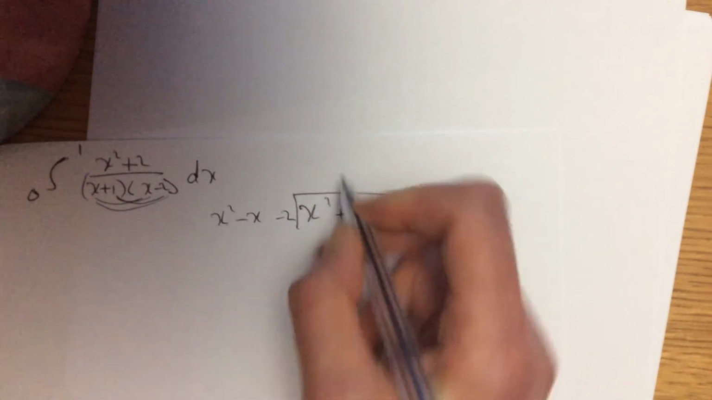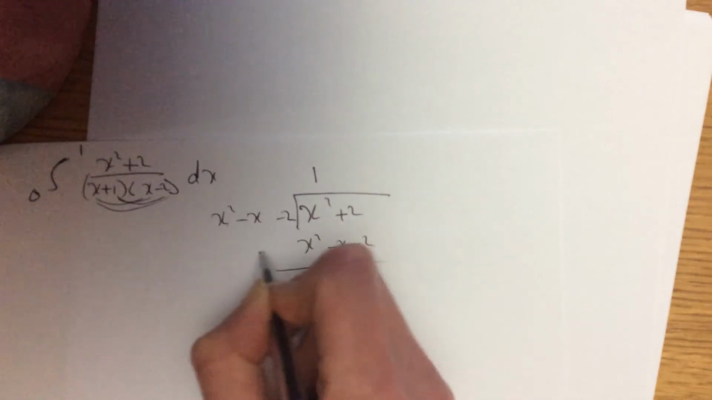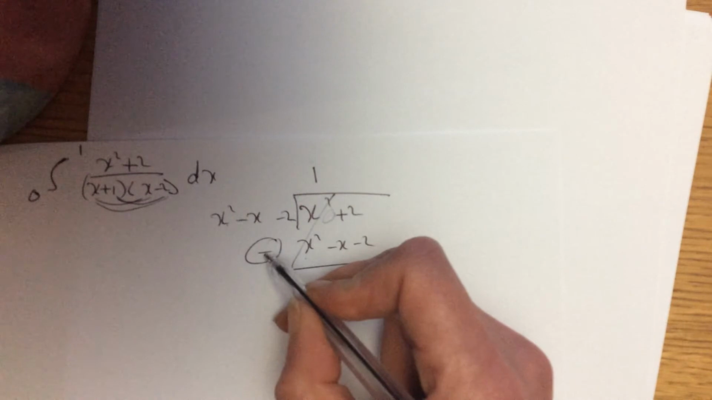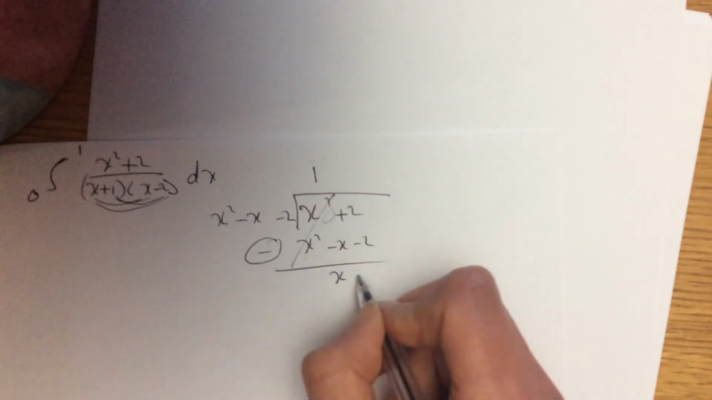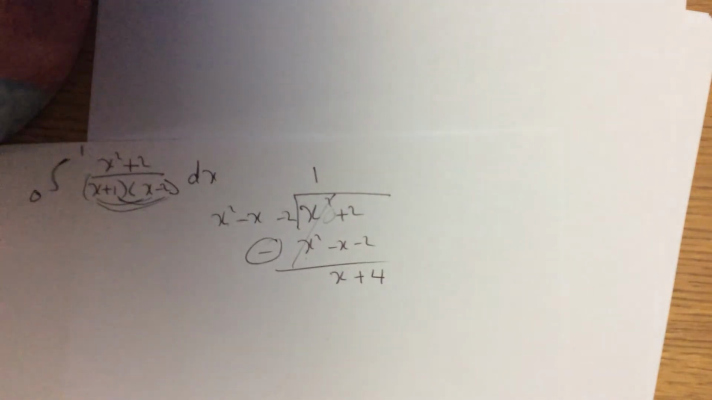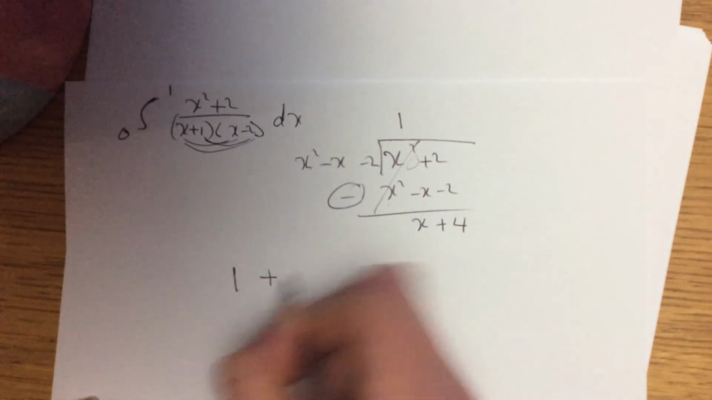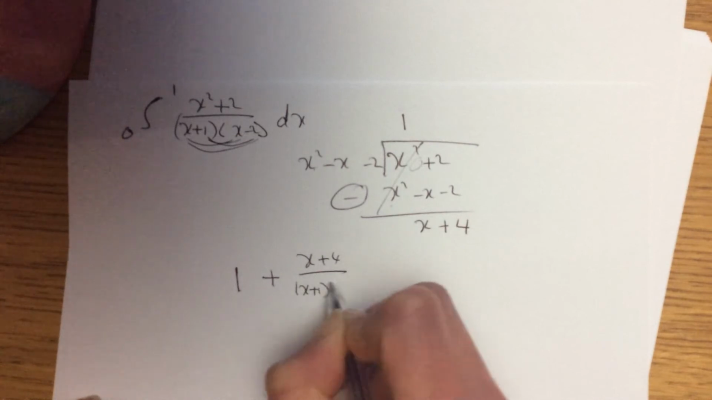X squared into x squared goes once, 1 times it. Draw your line, subtract. X squared minus x squared's gone. No x minus minus x becomes 1x. 2 minus minus 2 is 4. X squared doesn't go into that. So you write that as 1 plus the remainder over the divisor.